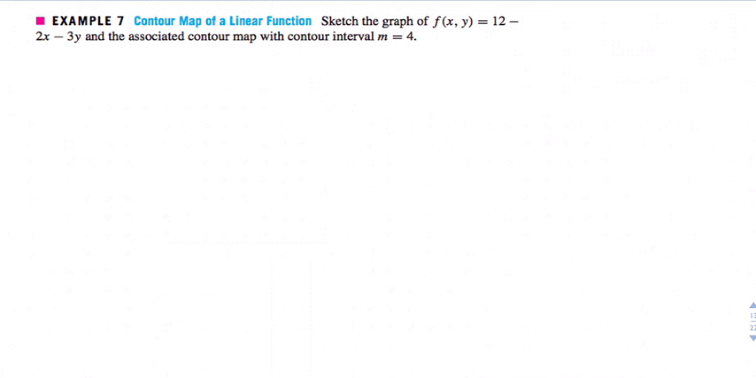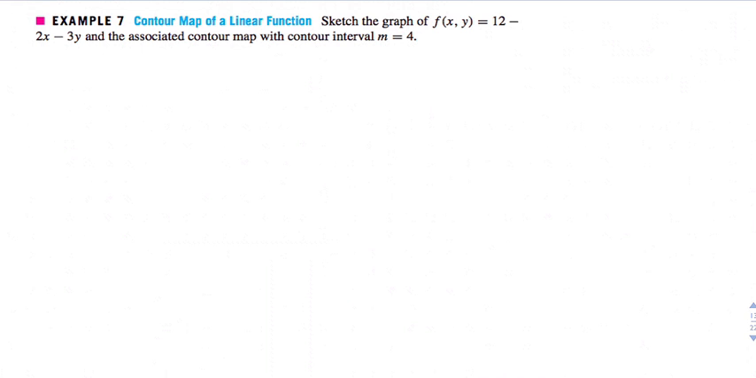So now this one says we want to look at the contour map of a linear function. When it says contour map, all we're doing is basically finding a trace when we fix our z, or we fix our outputs. We want to consider when the output is 0, when the output is positive, and when the output is negative.